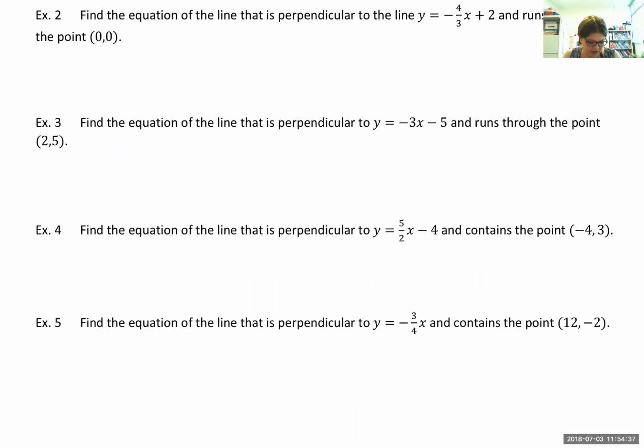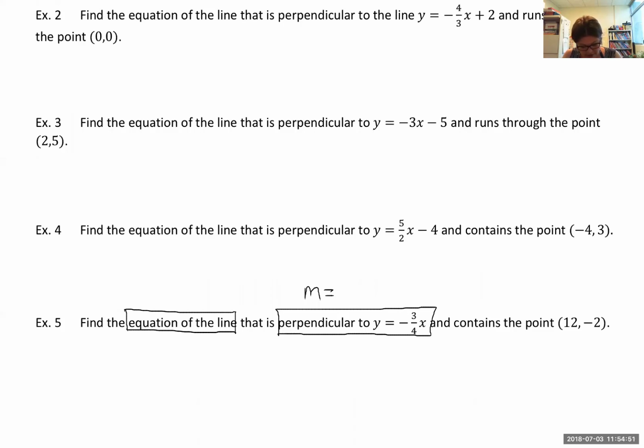Example 5 says find the equation of the line that is perpendicular to all this jazz. So remember, if lines are perpendicular, then we know that its slope is opposite in two ways: opposite sign. So this one had a negative sign, we will have a positive slope, and it's opposite in its reciprocal. This one is a fraction 3/4, so ours will be 4/3. So our line will have a slope of 4/3. Now, we can also see that we know a point on this line, the point 12, -2.